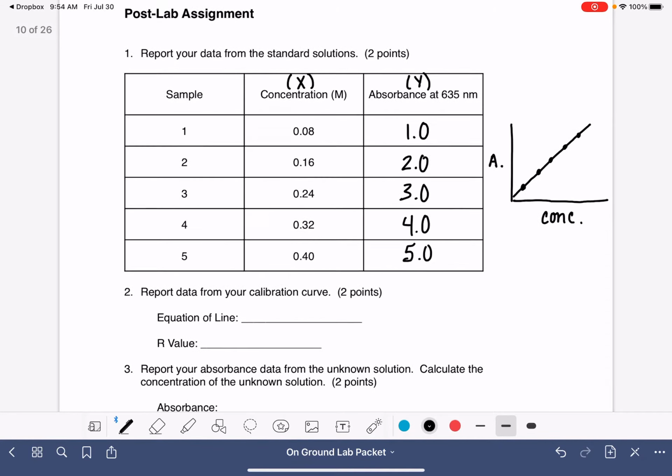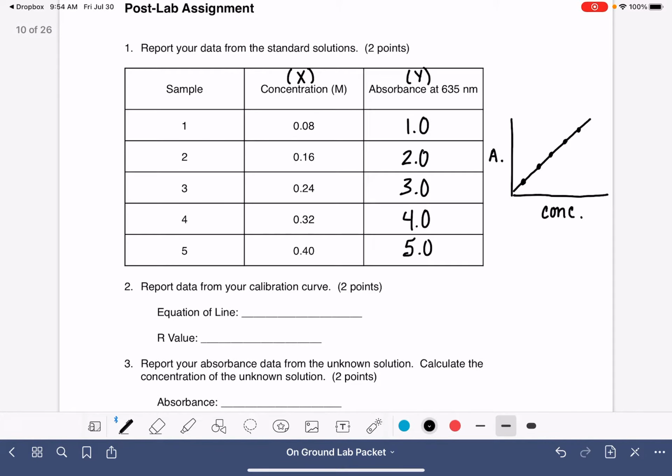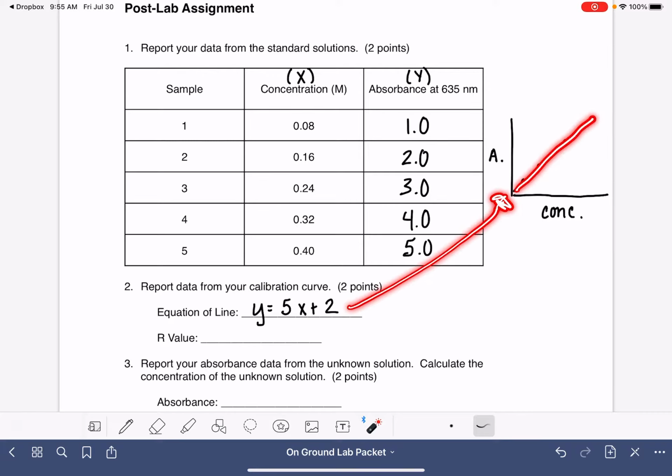And the software that you used would have given you an equation for this line, which would be in the y equals mx plus b format. It would have the actual numerical values of m and b. So maybe it's like y equals 5x plus 2. That's probably not at all what it is, but you will have been given some equation of the line for your data.